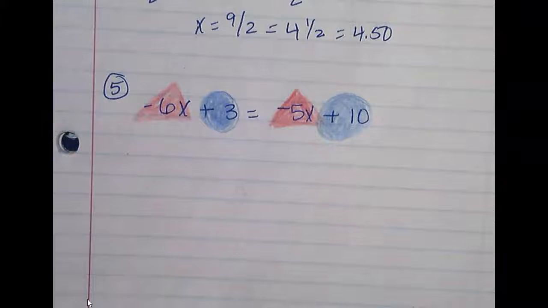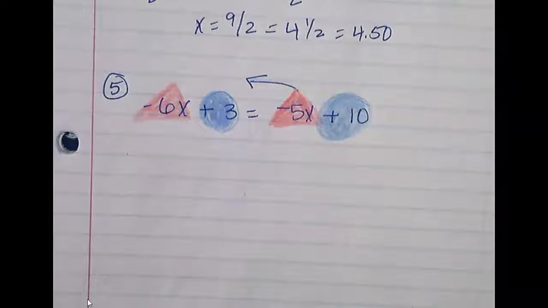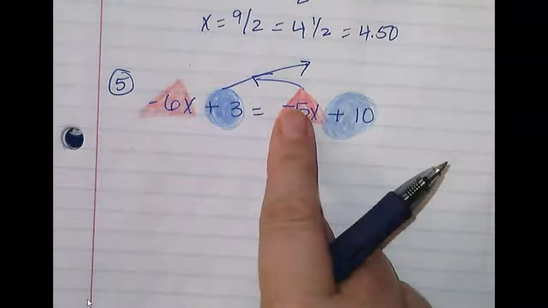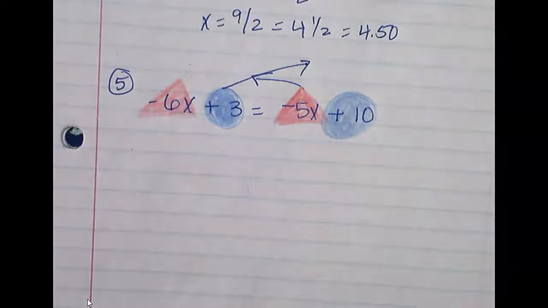Alrighty. What's the rules? Yeah, triangles on the left, thanks. And so this one has to go. What's the other rule? Circles on the right. So you might want to draw your plan in. I'm going to move -5 to the left, and I'm going to move +3 to the right. That's all you have to do.